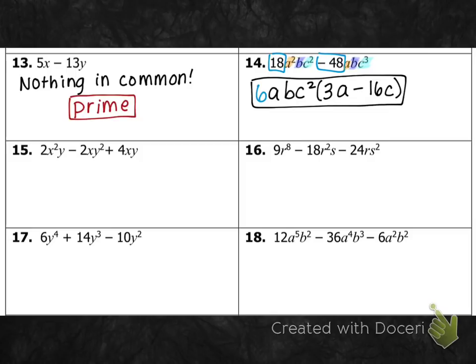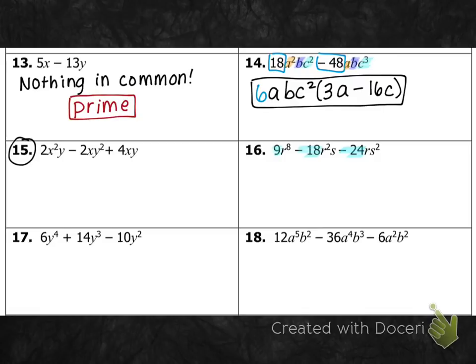So we can multiply back just to check. 6 times 3 is 18. A times A is A squared. And then we have BC squared. 6 times negative 16 is negative 48. ABC squared. And then times C is ABC cubed. Okay, you guys try 15, 16.